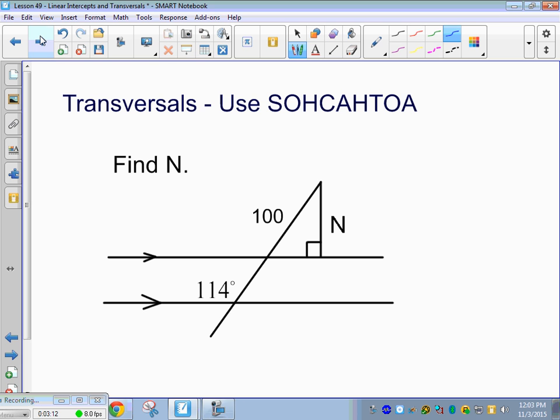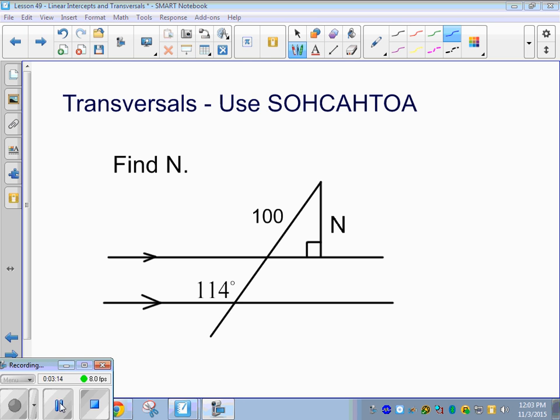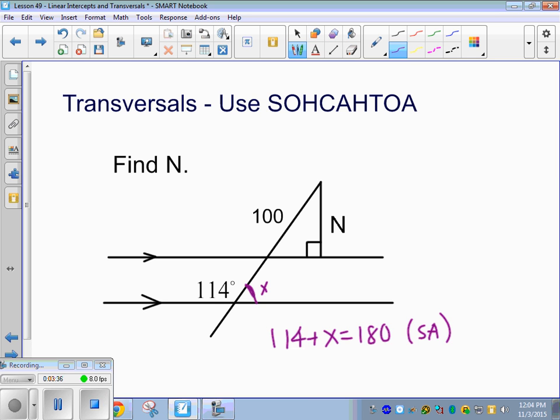All right, give you guys a second to draw this picture. All right, so Jasper, how do I know what this little angle right here is? Yeah, so they're supplementary angles. So I'm going to call this little angle x. 114 plus x equals 180 because of supplementary angles. So if I subtract 114 from both sides, I'm going to get that x is 66 degrees. So I'm just going to erase my little x, and I'm going to make that 66 degrees.